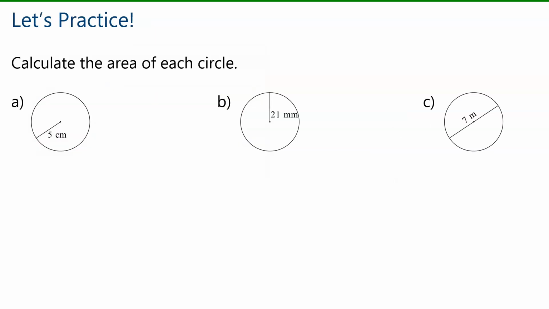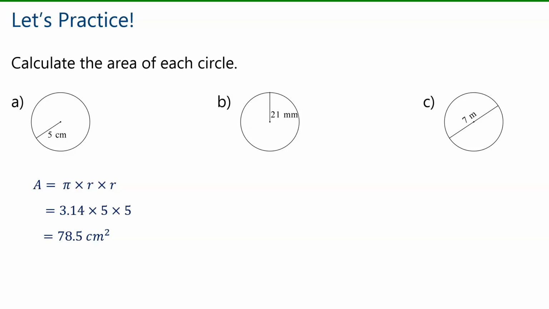So now let's practice that by calculating the area of each of these circles. So for A, I'll start by writing out the formula, pi times r times r, and we can use a value of 3.14 for pi. And with the radius being 5, I get 3.14 times 5 times 5. Now putting that in my calculator, I get 78.5 centimeters squared.